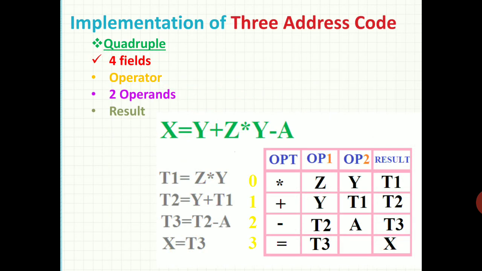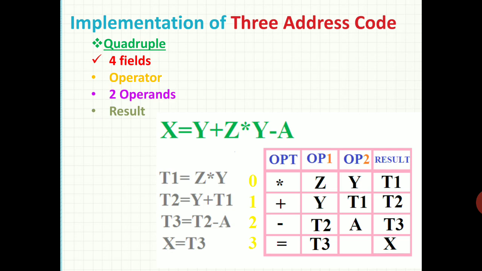Then we can see how this particular three address code is represented in different forms. The first form is quadruple. From the name, we can see that it contains four fields: one operator, then two operands, and one result. So it is arranged like that.